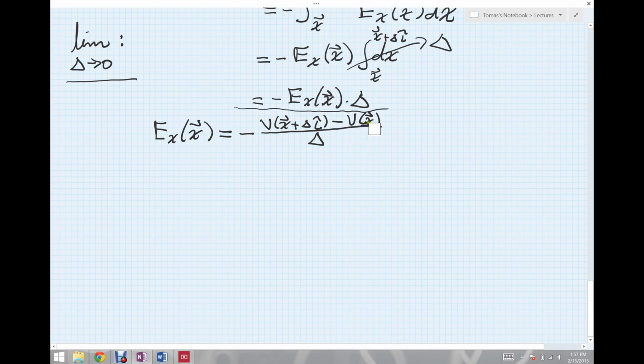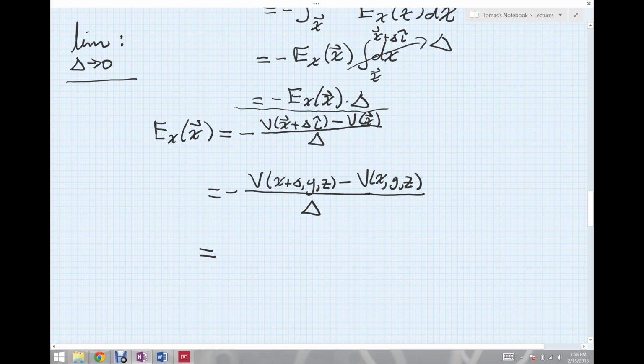If I were to write this out in terms of components, for instance, the first value would be V. Its x component has a delta added on, so it would be x plus delta, but I haven't moved along y or z. The next potential here would just be the potential at the point x, y, and z. This whole thing is divided here by delta. And in that limit, I hope you are noticing this really is exactly the definition of a derivative, but it's a derivative when you are only allowing yourselves to change x. In other words, that is a partial derivative.